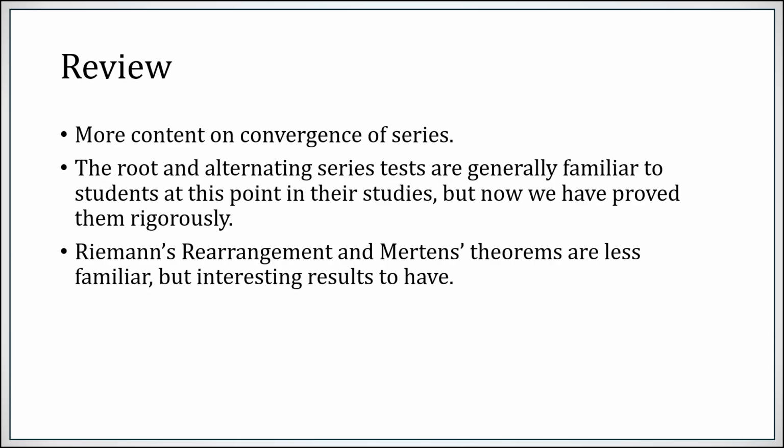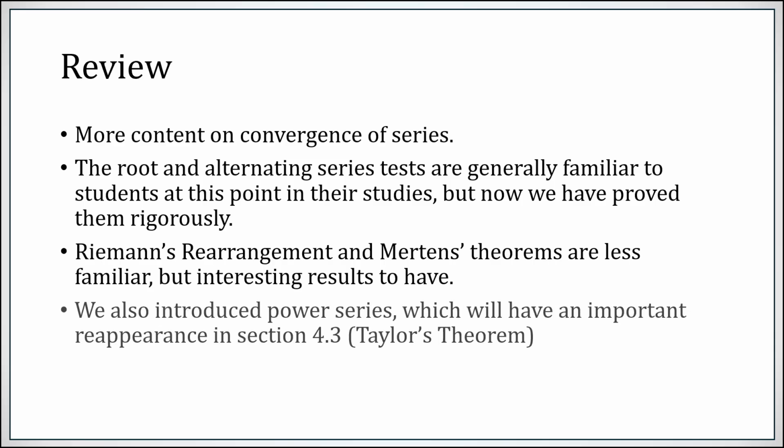Riemann's rearrangement theorem is a nice abstract result about a crucial distinction between absolutely convergent and conditionally convergent series and how they interact with rearrangements. Mertens' theorem is a bit more technical, has a lot more to do with determining the coefficients of a power series when you multiply two other power series together, provided at least one of them was absolutely convergent. Okay, we also introduced power series for that matter, which will be very important for us later, for example, when we discuss Taylor's theorem.